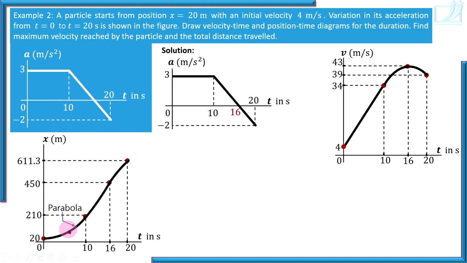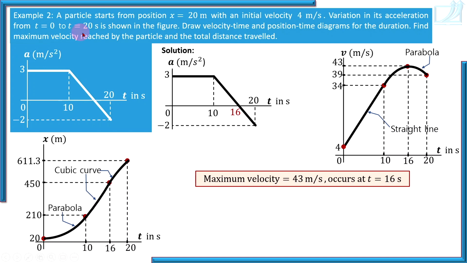This portion is parabola. Remember, horizontal line in acceleration time diagram, so inclined line in vt diagram, and parabola in xt diagram. And from 10 to 20 it is inclined line in at diagram, so it is parabola in vt diagram. This is parabola, and it is cubic curve in xt diagram.